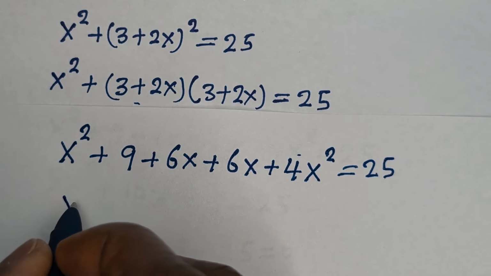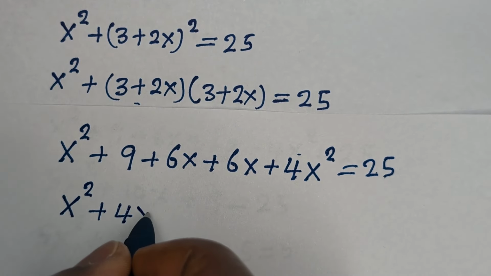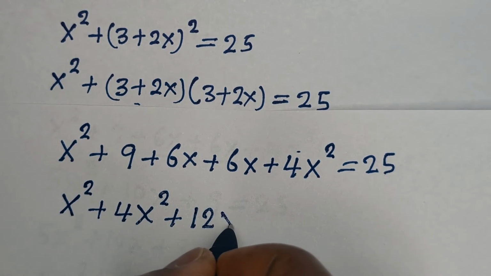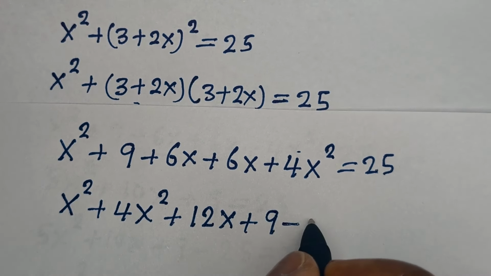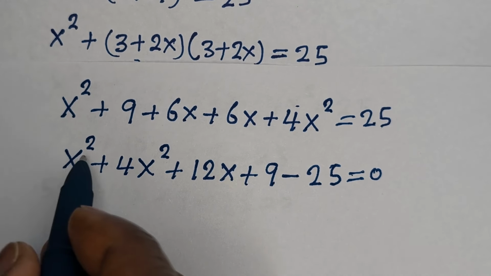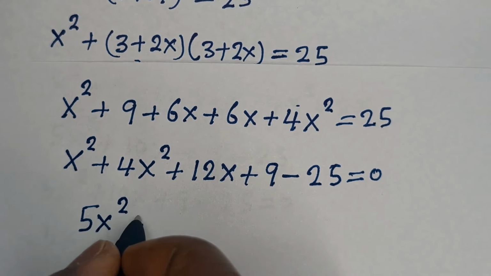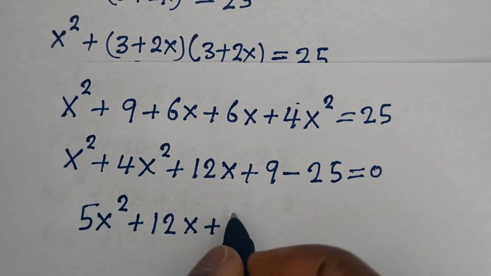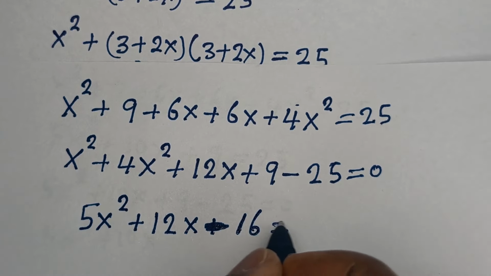Now here we have x squared plus 4x squared, plus 6x plus 6x, this is 12x, plus here is 9. If you bring this 25 to this side, it becomes minus 25 is equal to 0. Now x squared plus 4x squared, this is 5x squared, plus 12x, plus 9 minus 25, that is minus 16, is equal to 0.